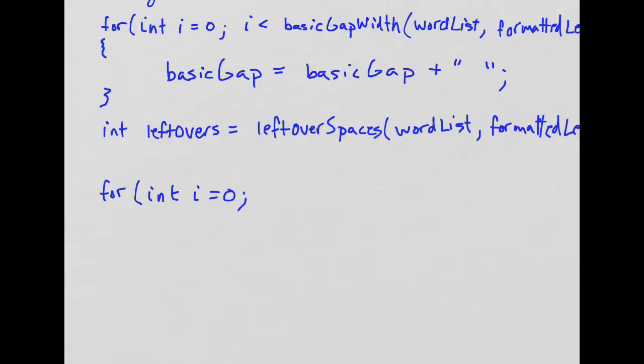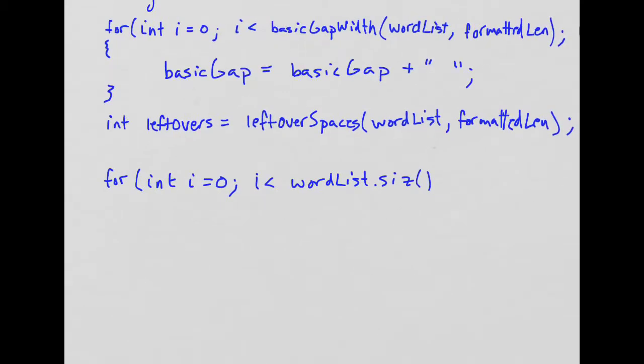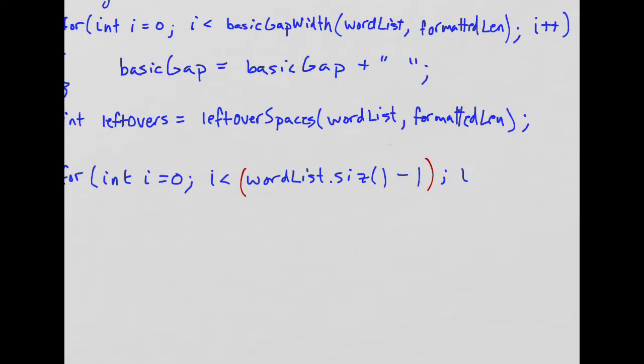I can say for int i gets 0, i should be less than word list dot size, because that's a list. But I don't want, I'm going to do this in red, I don't want to go to my actual last word, this would get me to it. I want to do one before, so I have to have the -1 there. So now in my for loop, I'm going from my first word all the way to the second to last word, as long as I increment properly, i++.